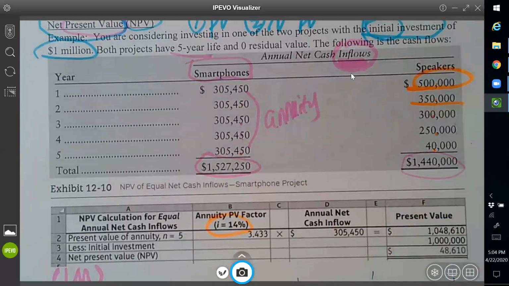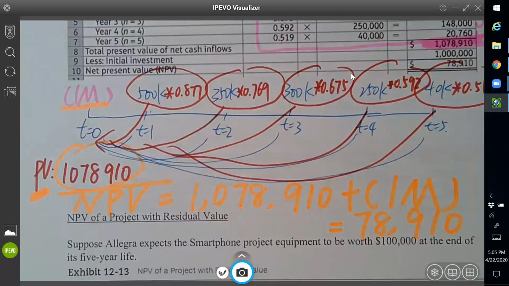So I hope that doesn't confuse you. Your job is to know how to get the net present value and make the decision. For this case, the decision should be the speaker project. We want the NPV to be larger. Okay, I'll stop the video here.